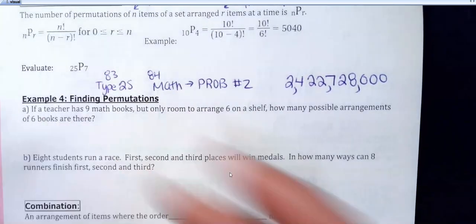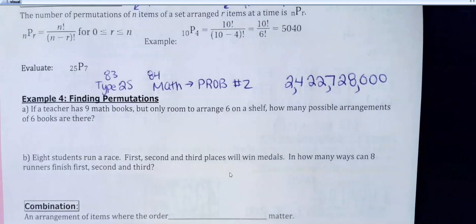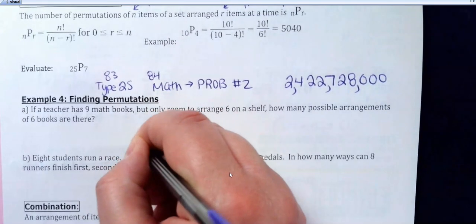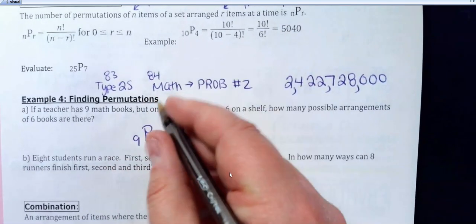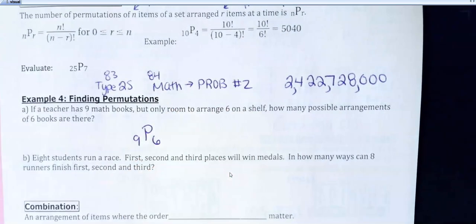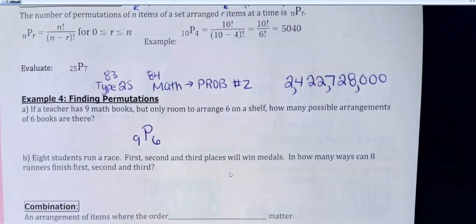Okay, so a teacher has 9 math books. I'm going to arrange them on a shelf. Now, the order does matter here because it would be different if I put the algebra book and then the geometry book. It would be different if I put the geometry book and then the algebra book. So that would be a different order. So I have 9 books to pick from, and I've got to organize 6 of them. So see if you guys can try that on your calculator. That'll tell you how many different ways you could do it.